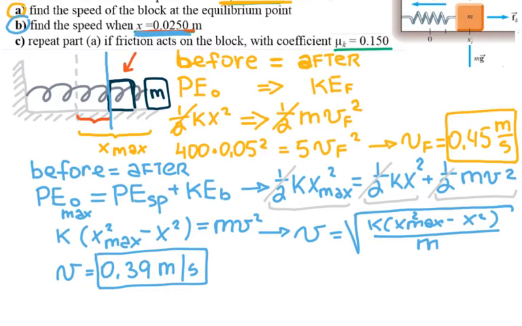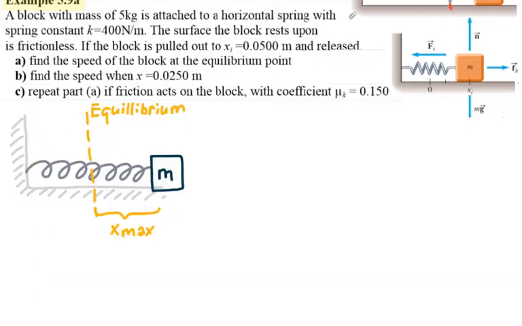And for C, they ask you to repeat A, but now there is friction. So I'm going to erase this and redo the whole problem with friction. For our C part, we started with maximum stretch at x max. We need friction, and for friction I need the normal force. So I'm going to draw the forces that are acting on the block. I have mg, and I have the normal force. And I also have the force of the spring, F of the spring, which is equal to negative kx. I don't care about the force of the spring in this case. What I do care about is the normal force.